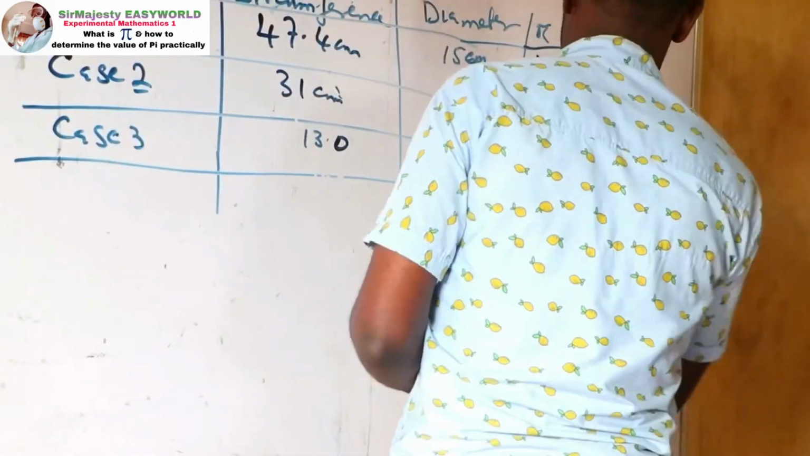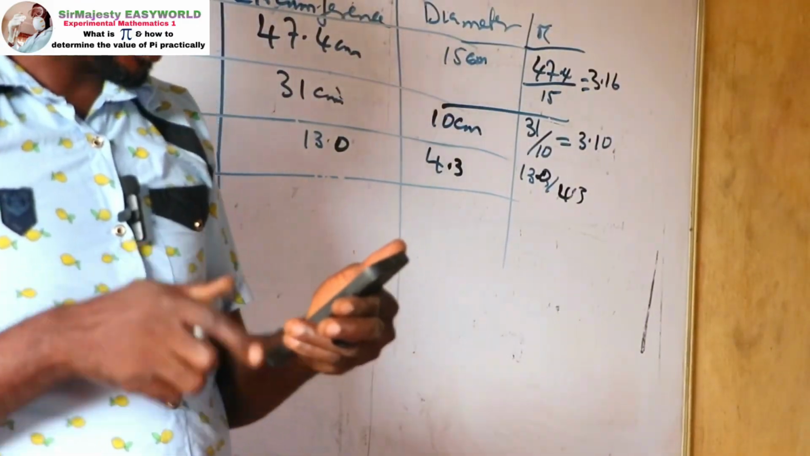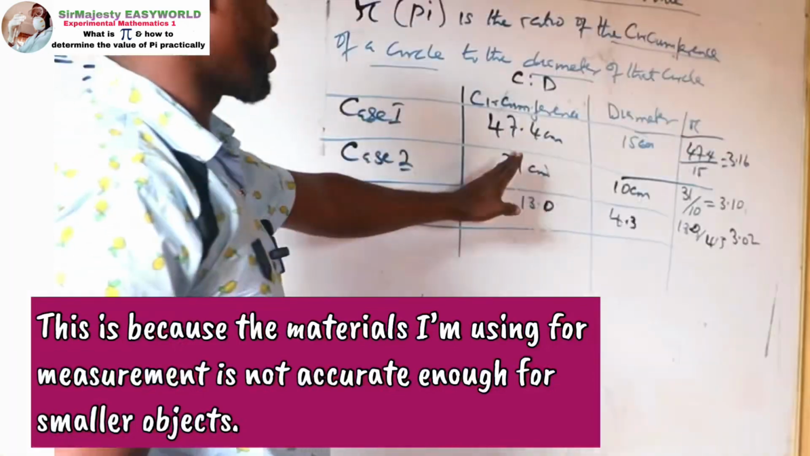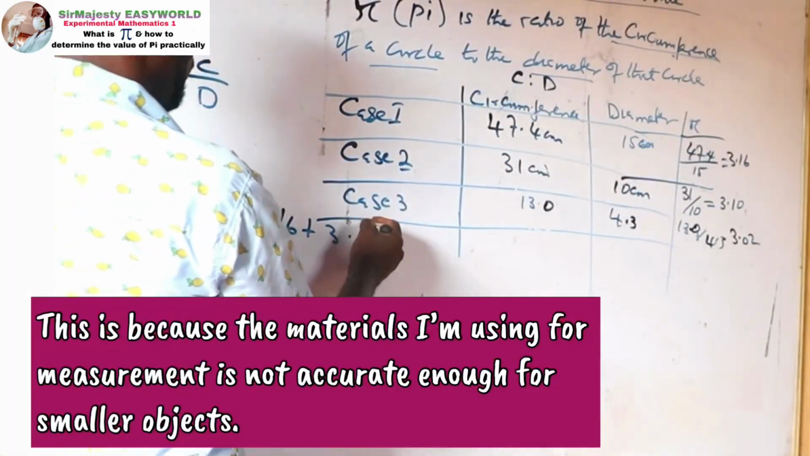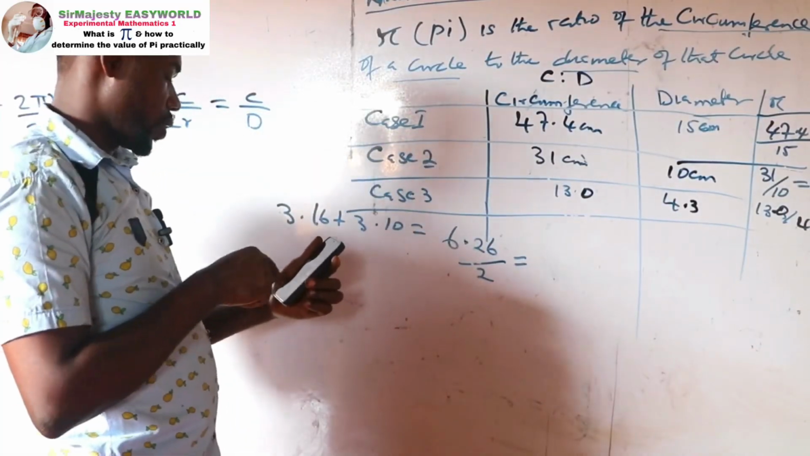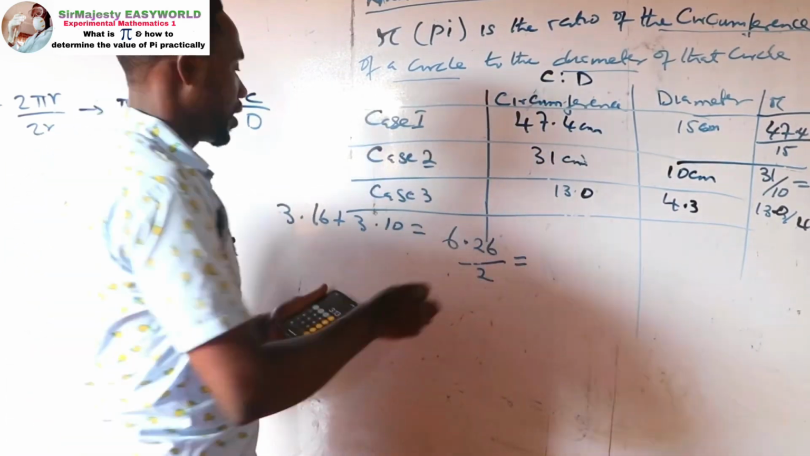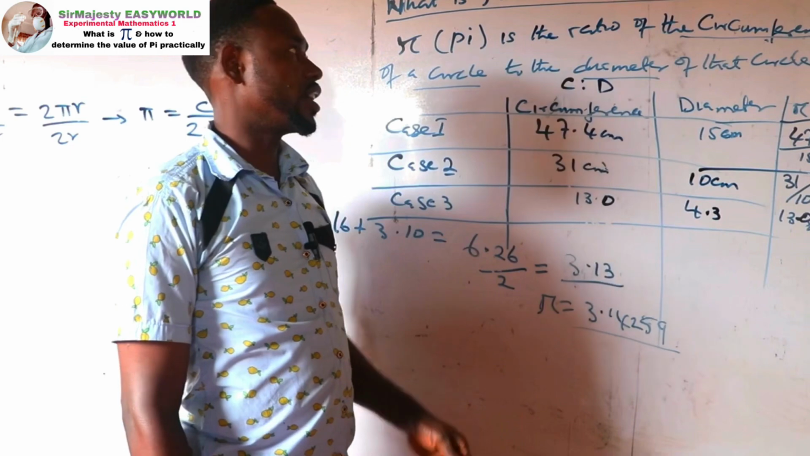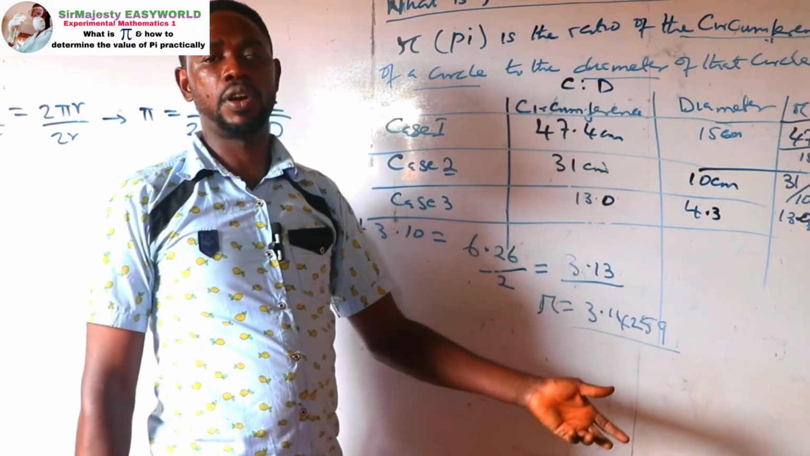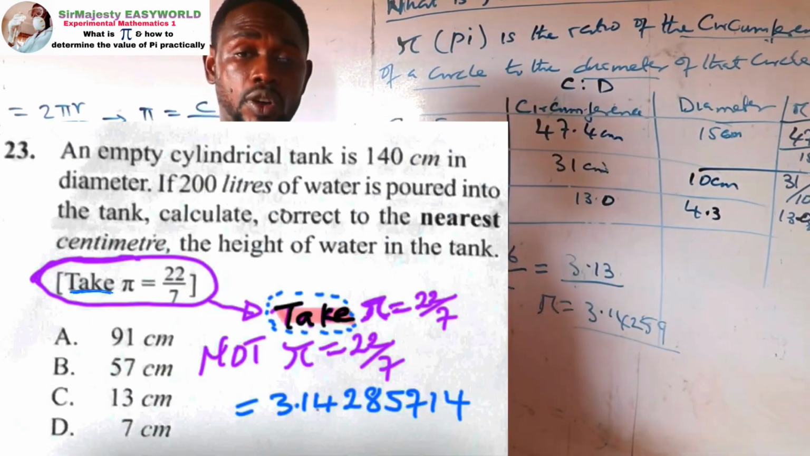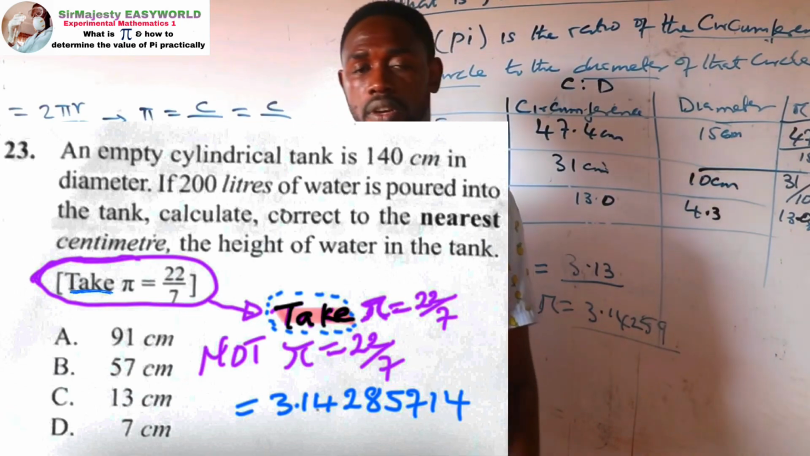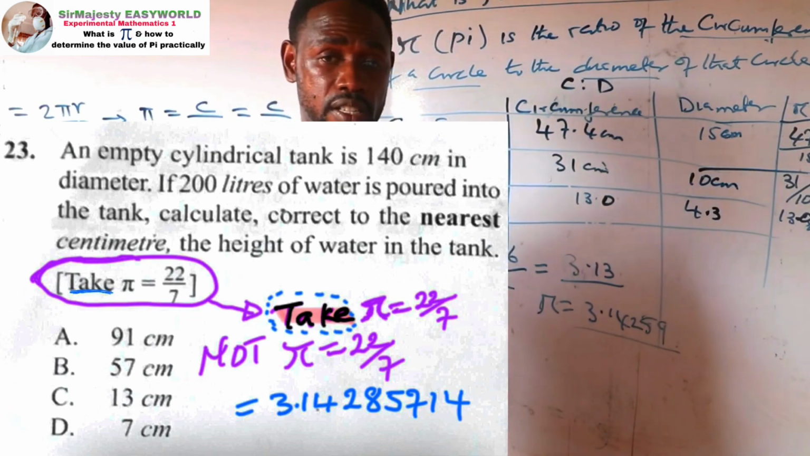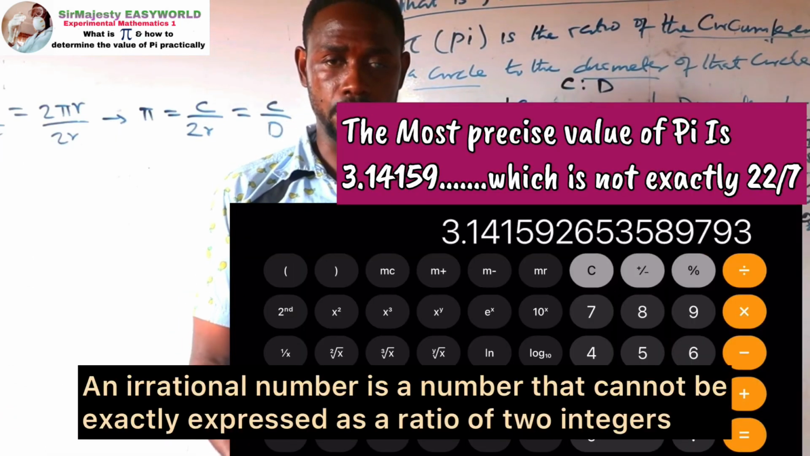I discovered that the smaller the size of the object, the further away I am from the answer. Therefore, I have to take the average of the two I got first, which is 3.16 plus 3.10, giving 3.13. Then, what is actually the value of pi? The value of pi is estimated or approximated to be 22 over 7. Not that it is exactly 22 over 7, because it is an irrational number.